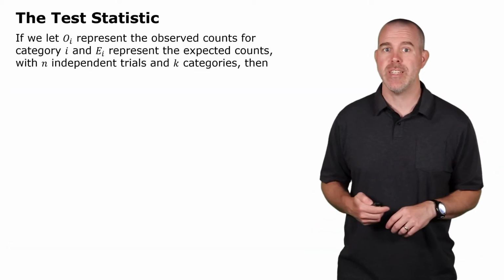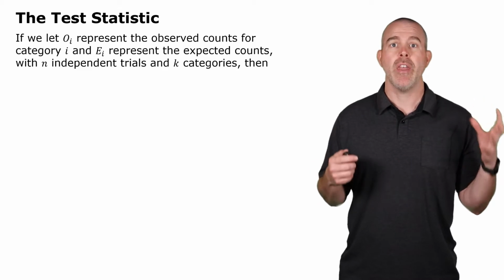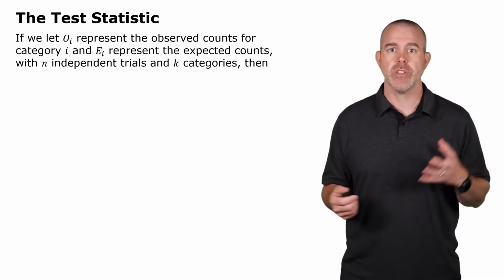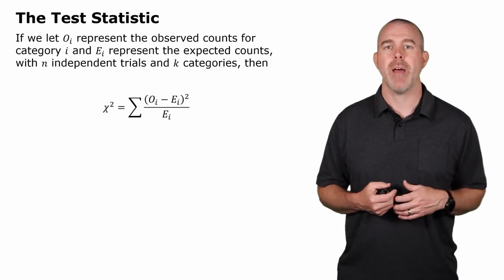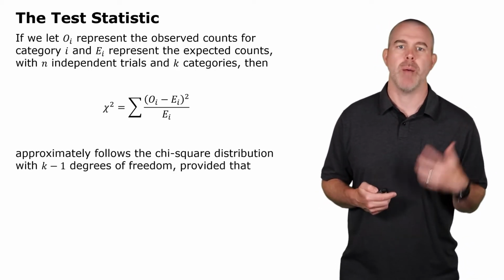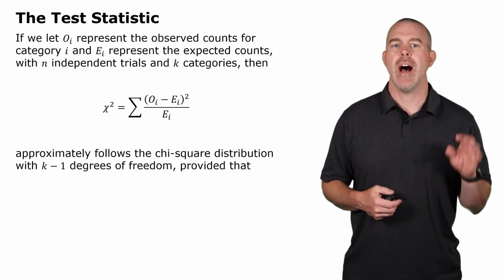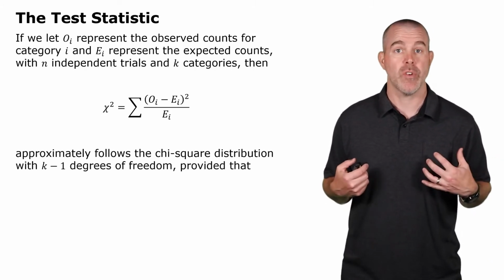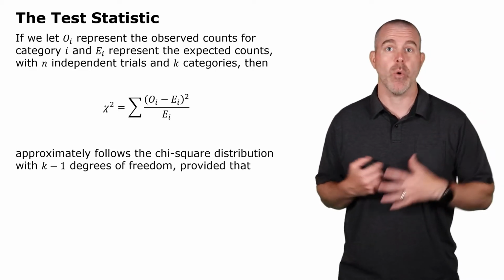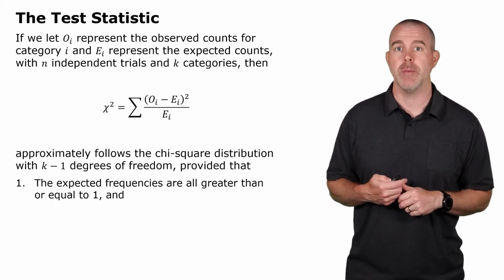All right, you know the drill. If we're going to test this, we need a test statistic. So we're going to do another chi-squared. It's an observed versus expected. So observed minus expected squared, divided by the expected, and then add all of those up. It follows the chi-squared distribution with k minus 1 degrees of freedom. Here, k is the number of categories. For us, that would be 6 categories, so we would have 5 degrees of freedom.